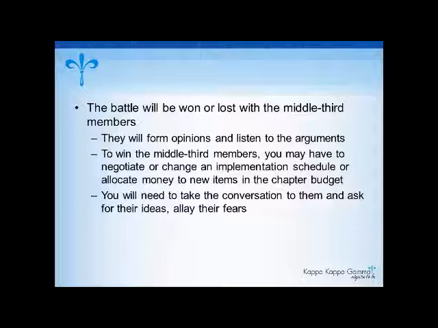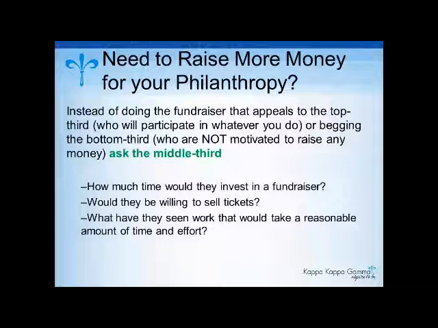So, again, it comes back to this middle group. The middle third is going to really make that decision for the entire chapter. They'll form their opinions, they'll listen to the arguments. To win the middle third members, you may have to negotiate a little bit, or implement something, or allocate money to new items within the chapter budget. But that doesn't happen until we are seeking their input and asking for what they're looking for. You'll need to take the conversation to them and ask them, put their fears to rest, see what they are looking for, and implement that for the greater gain of the group. And committees are a great place to do that.